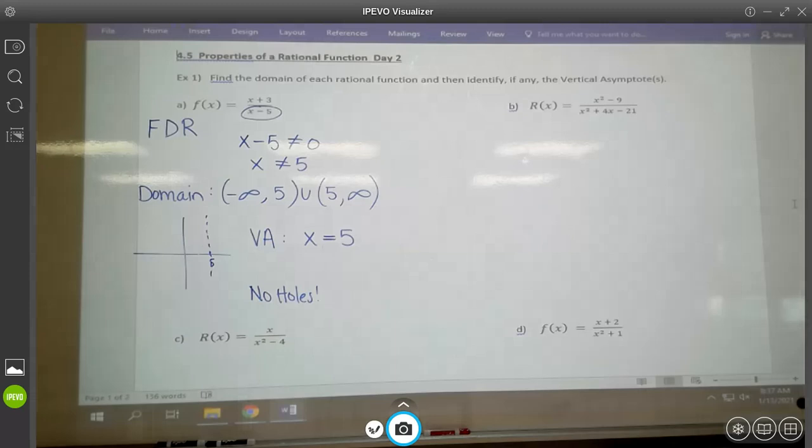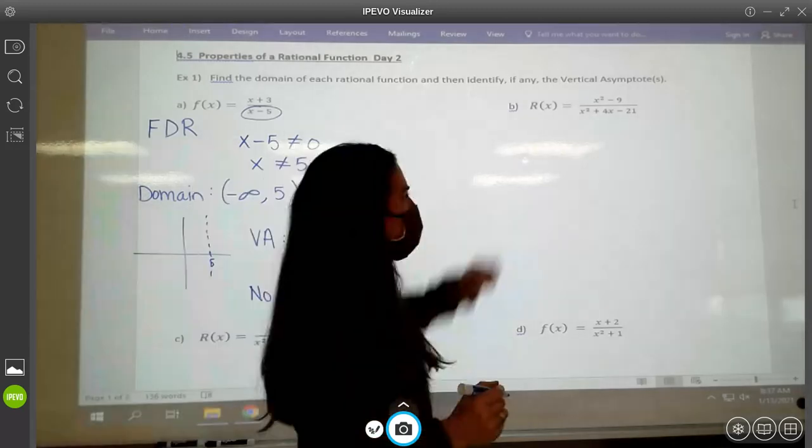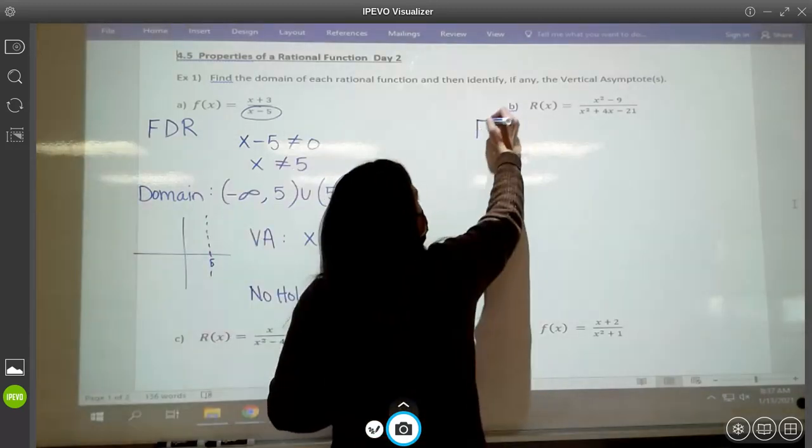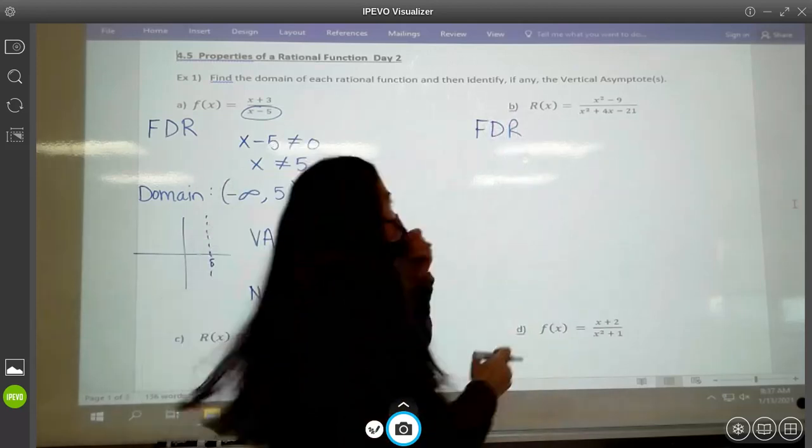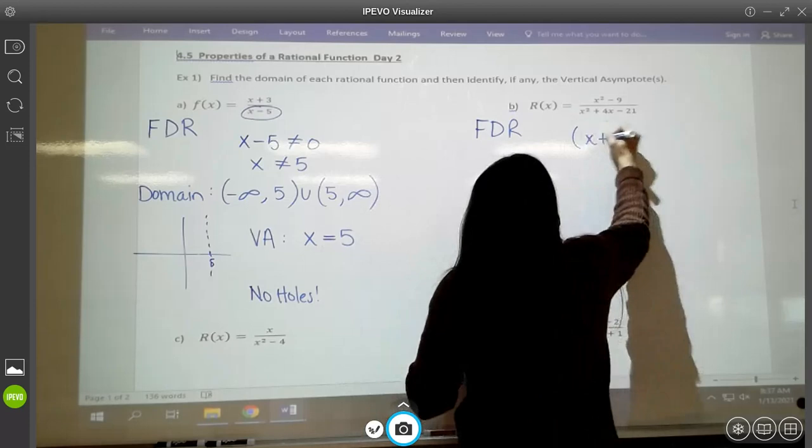All right, so let's go to this one. The first thing I would ask you to do is FDR: factor, find your domain, then reduce. So I'm going to factor my top, difference of 2 squares.